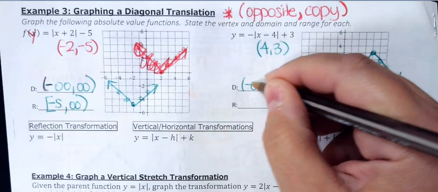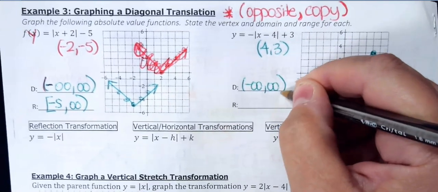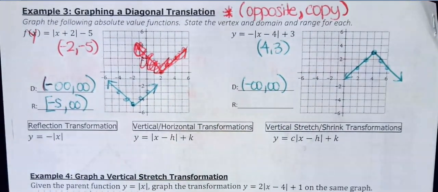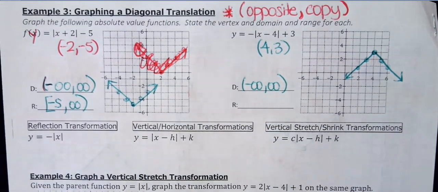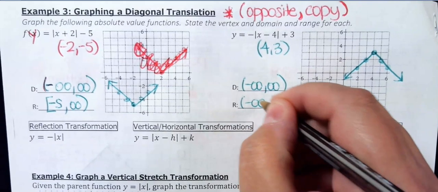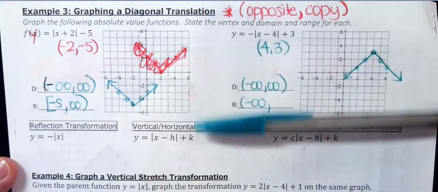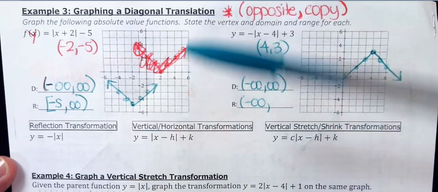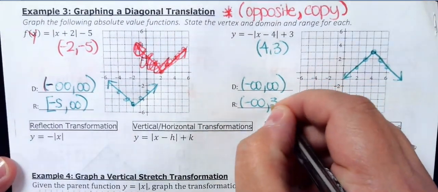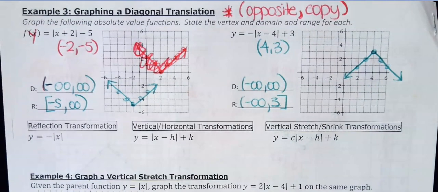Domain for every single graph, -infinity to infinity. And then the range on this one, you're going down forever. So I'm going to go -infinity, and then I'm going to stop. If I approach from the bottom to the top, I'm touching part of the graph until I get to that vertex, which is 3, and that'll have a bracket on it because you actually have a point there.